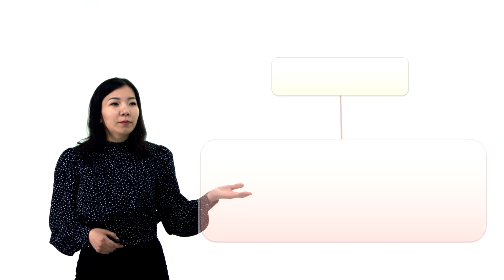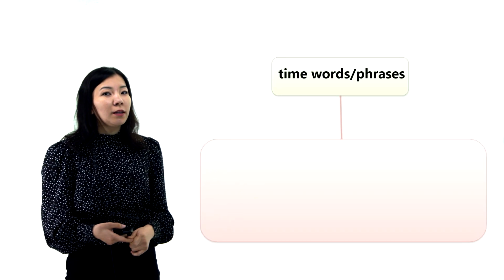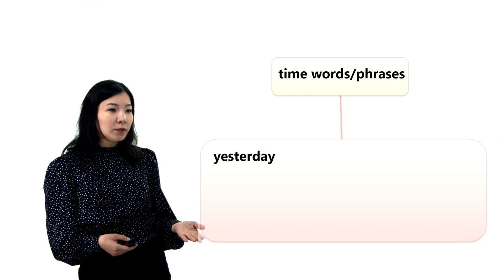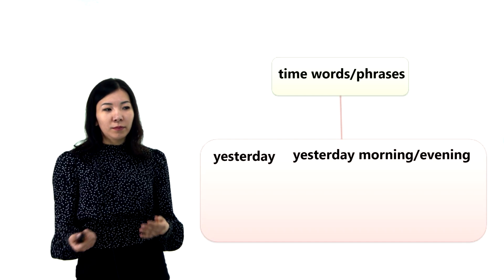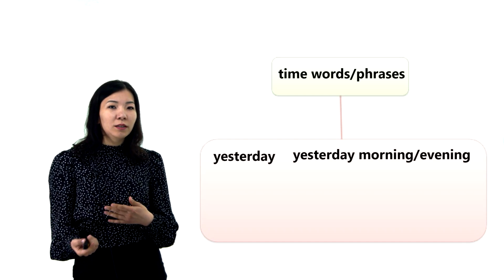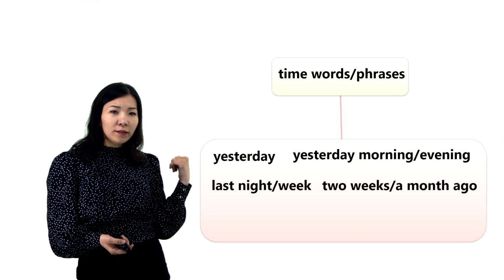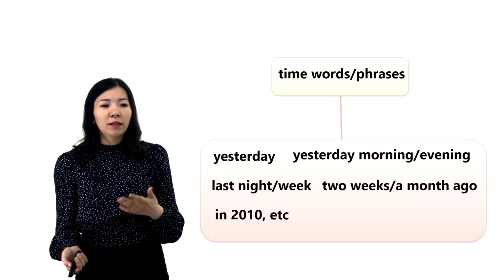So there are special time words and phrases that can be used in past simple. They include yesterday, yesterday morning, yesterday evening, last night, last week, 2 weeks ago, 2 months ago, in 2010, and so on.